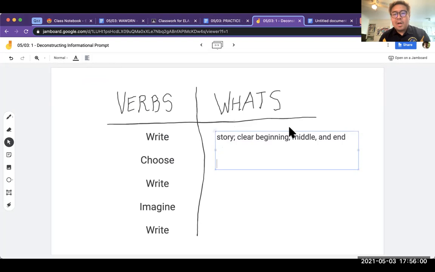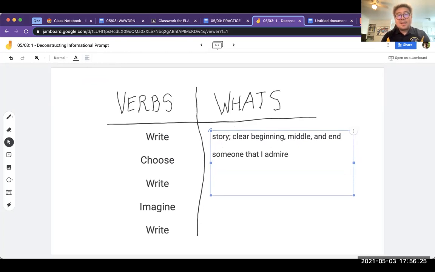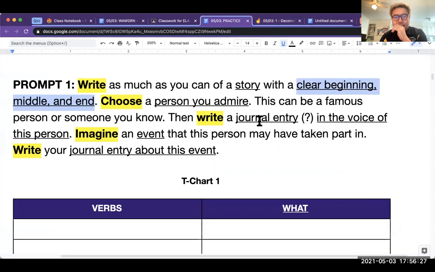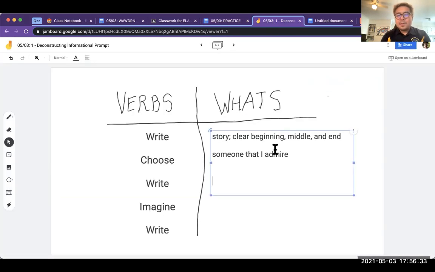All right, so what are we choosing? In this case, remember, we're choosing, it's not what, it's who. We're going to choose someone, and I'm going to put it in first person, someone that I admire, right? Because the prompt is asking me to do this. Then it's asking me to write something else. What is that? Right? I underline journal entry, voice of this person. I'm going to put journal entry in voice of this person.